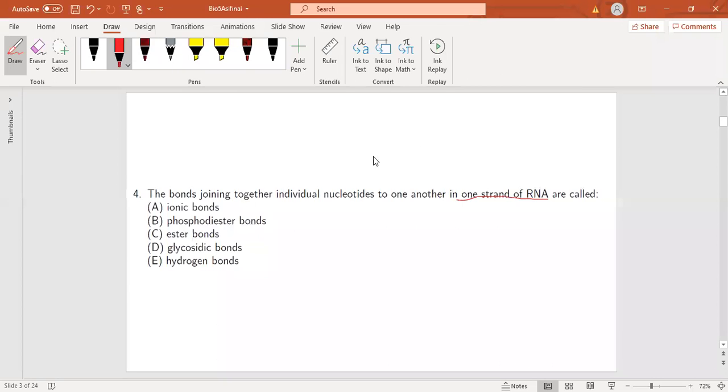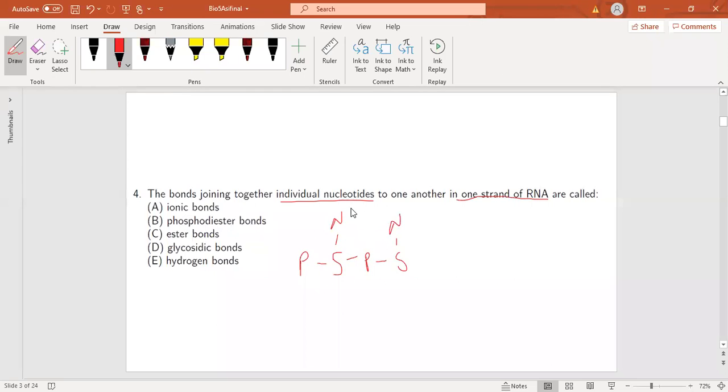So moving on, this question is asking: the bonds joining together individual nucleotides to one another in one strand of RNA are called. So if we're looking at a single strand of RNA and its nucleotides, well, we know that it's made up of a sugar phosphate backbone, right? And one nucleotide contains a sugar, phosphate, and a nitrogenous base, right? And this is what makes up the backbone.